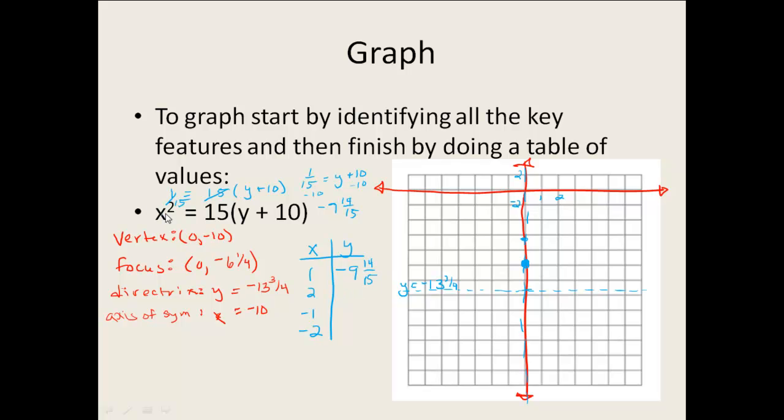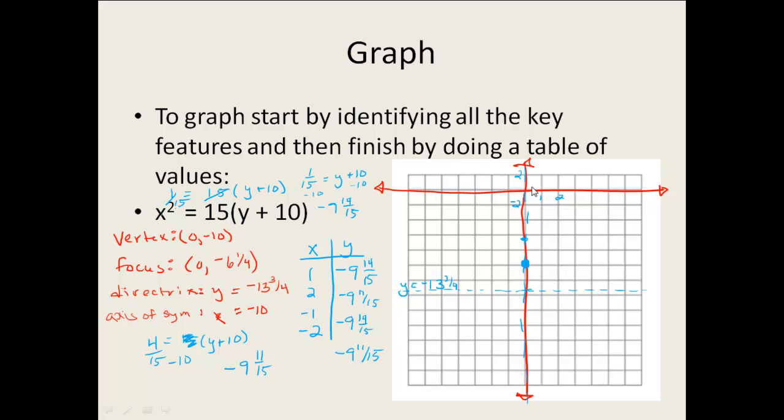Then I would do the same thing for 2. Well, 2 squared gives me 4, so 4 is equal to 15 times y plus 10. Divide by 15, and then subtract off 10. Well, 4/15 minus 10 is going to give me a value of negative 9 and 11/15. Then I go on to negative 1. Now keep in mind, negative 1 squared is positive 1. So when I go through that math, I'm going to end up with a negative 9 and 14/15 again. And then negative 2 squared again gives me that positive 4. So I'm going to end up with negative 9 and 11/15.